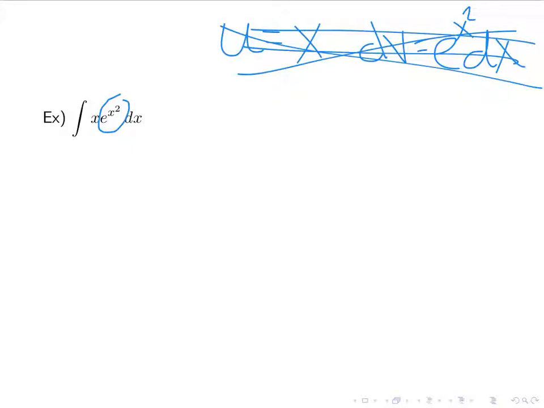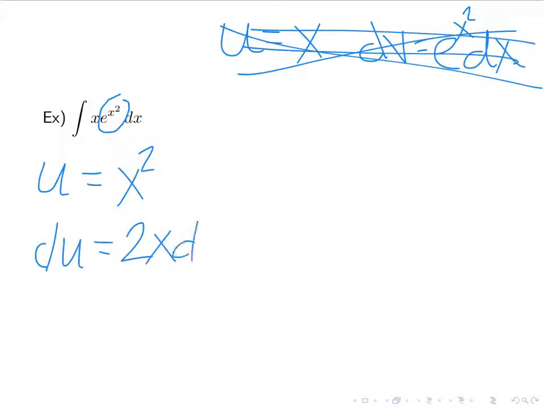Okay, again, we have a composition here, so I need to look at that first. Every time you see a composition, you have to think, is it a u substitution? So I'm going to let u be my inside function, which is the x squared. Du will be 2x dx. And this is what I have here. So this is a u substitution, not a by parts problem.